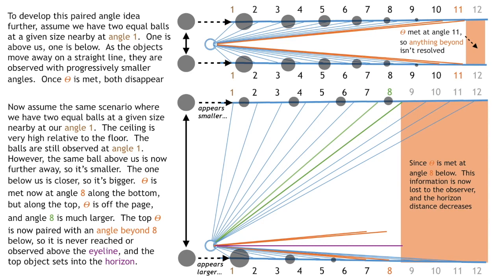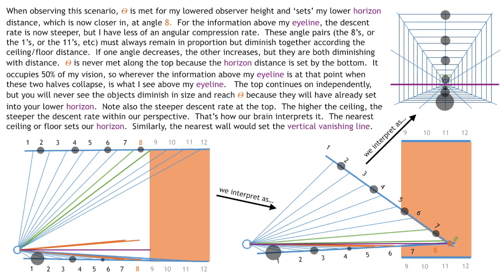So again, in this orange rectangle we have here, since theta is met at angle 8 below, this information is now lost to the observer, anything within that orange rectangle, and the horizon distance essentially decreases at that point. But again, you will still observe the ball set into the lower horizon. We'll see this here in a diagram. So when observing this scenario, theta is met for my lowered observer height and sets my lower horizon limit, or my lower horizon distance, which is now closer in at that angle 8.